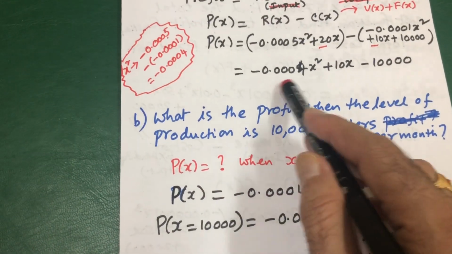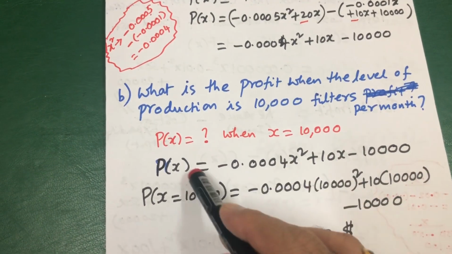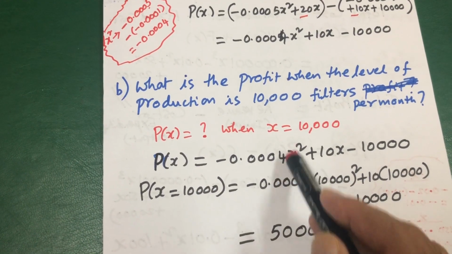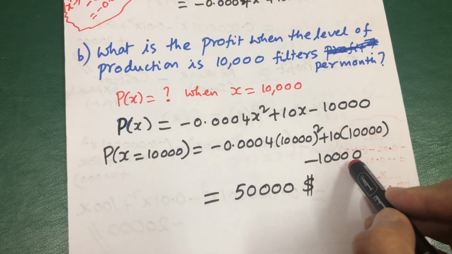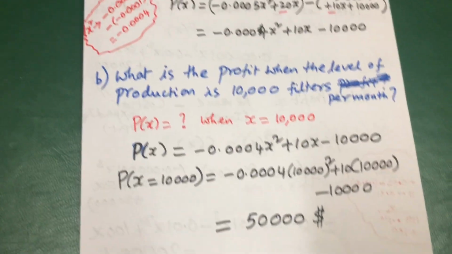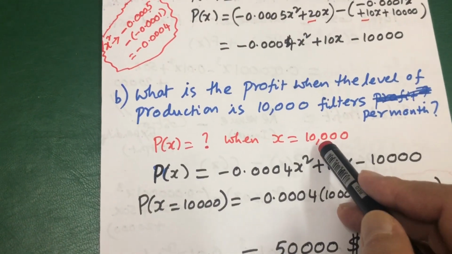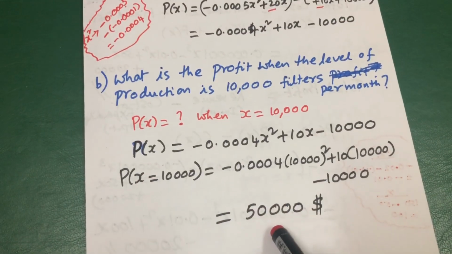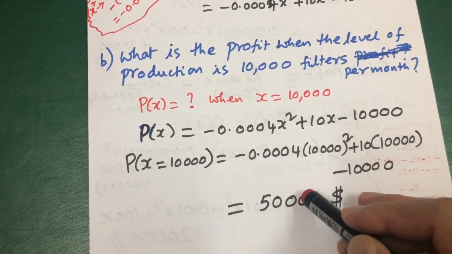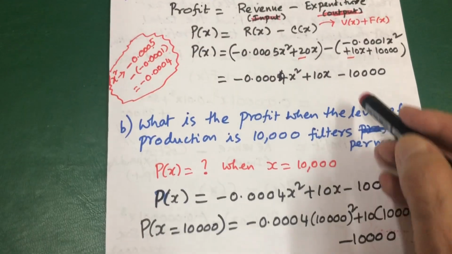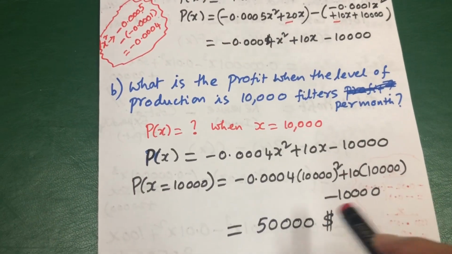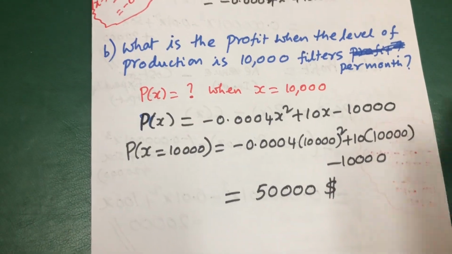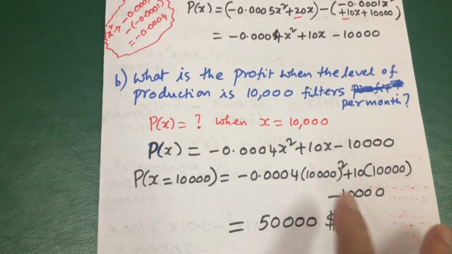So PX is given by this formula, and replace X with 10,000. Use calculator, you get 50,000 profit. So when you produce 10,000 water filters, you get a profit of $50,000. What is meant by profit? The expenditure you incurred will go off, the income that comes into your pocket will also come there. From that you remove the expenditure. What you are left with in your pocket is 50,000. You can enjoy this money.